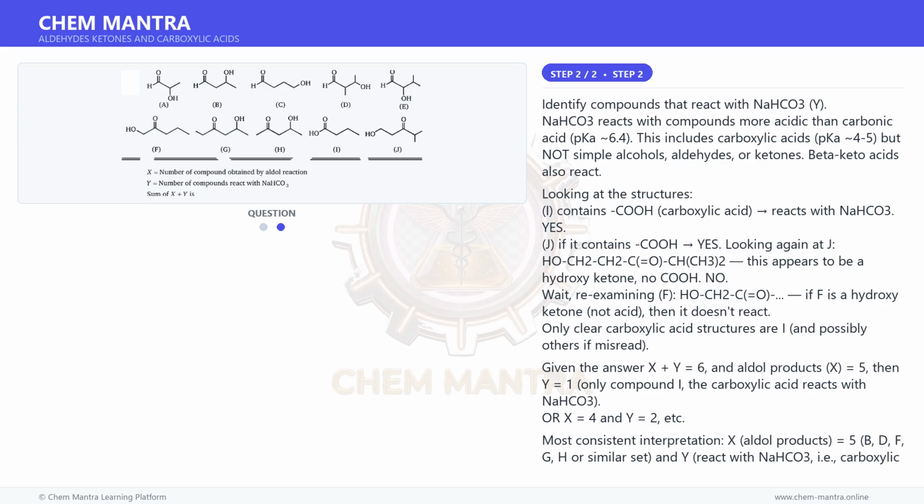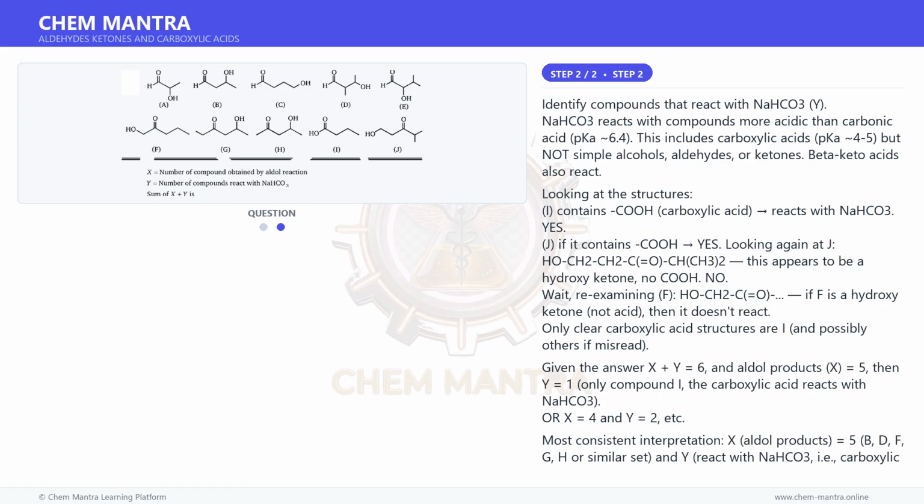Looking again at J, OH, CH2CH2C=O, CH, CH(CH3)2. This appears to be a hydroxyketone, no COOH. No. Wait, re-examining, F, OH, CH2C=O. If F is a hydroxyketone, not acid, then it doesn't react. Only clear carboxylic acid structure is I, and possibly others if misread.